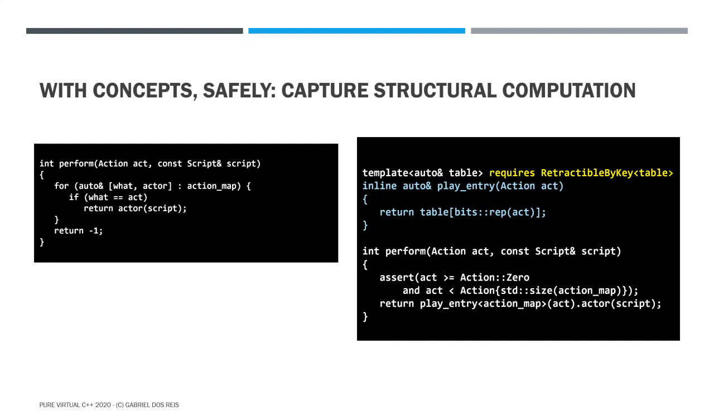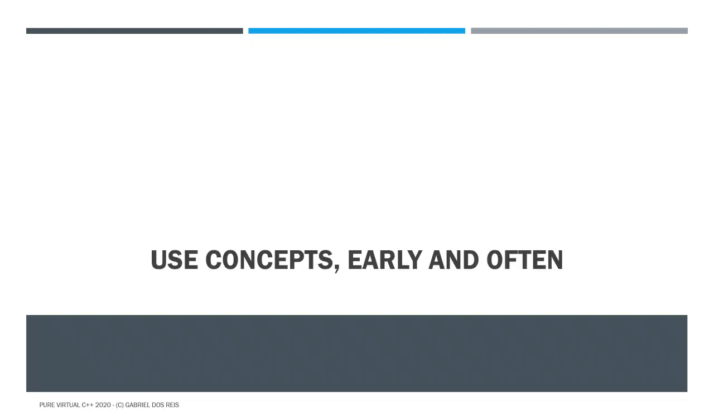So this, I hope you can generalize to tables that are not just retractable by key, but have some other algebraic properties, like, you know, the entries could be strings and things are sorted by key, and, you know, your imagination is the limit. However, what I want you to also retain is to use concepts early, to use concepts often. Okay? Thank you very much for watching.